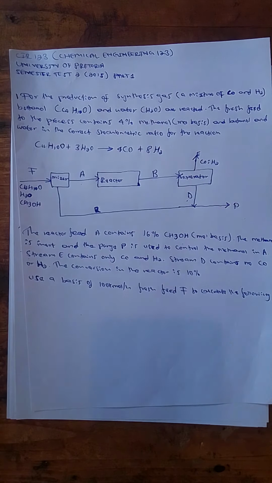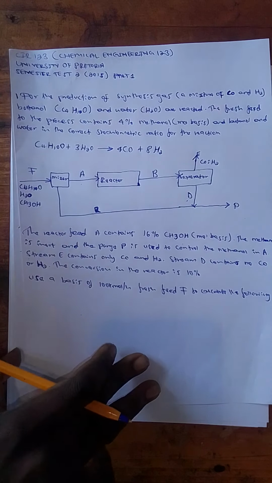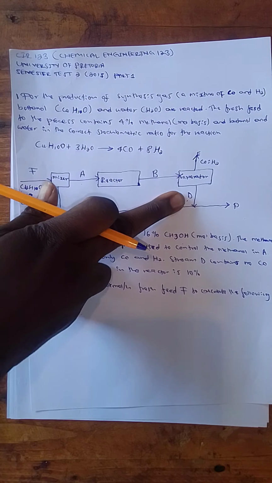So now we have actually concluded, we have analyzed, we know the amount of each of the compounds in B, but in terms of x. So we know methanol, butanol, water, CO, and H2. So with that said, we can actually move further to analyze stream D.